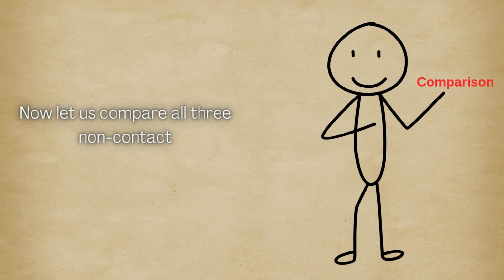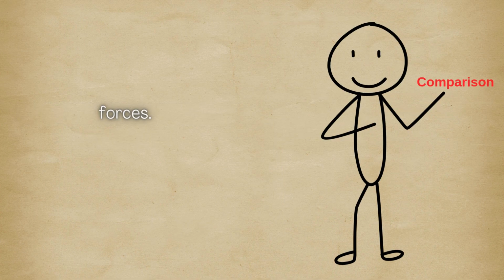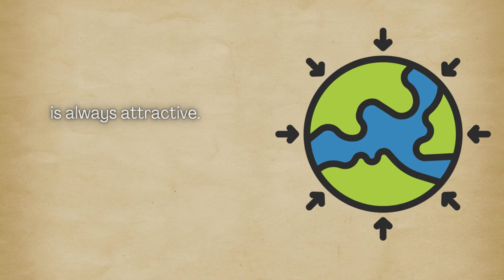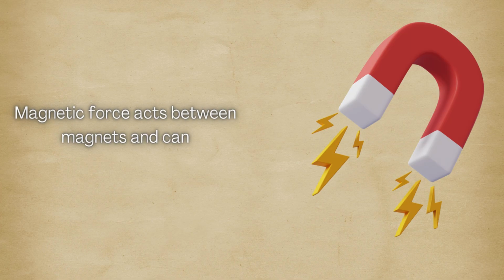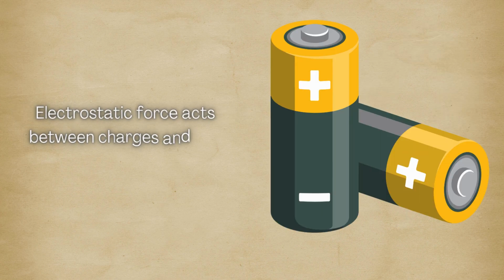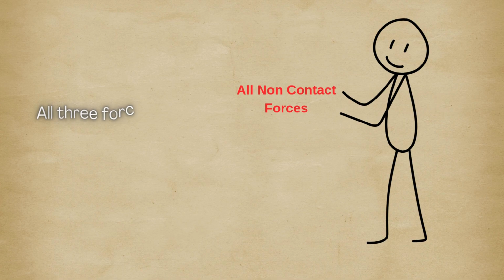Now let us compare all three non-contact forces. Gravitational force acts between masses and is always attractive. Magnetic force acts between magnets and can attract or repel. Electrostatic force acts between charges and can also attract or repel. All three forces act at a distance and do not require physical contact.